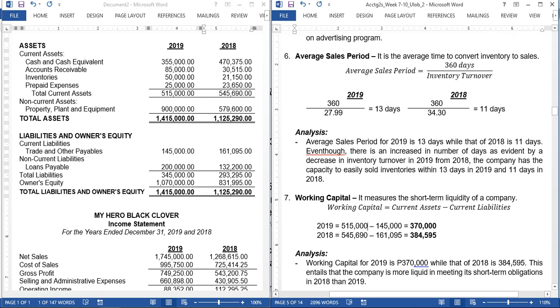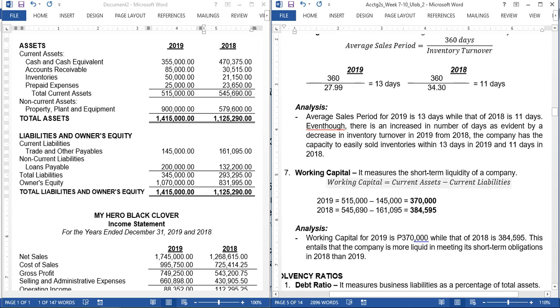Okay. Working capital. It measures the short-term liquidity of the company. So, working capital is equal to current asset minus current liability. So, 2019, current asset 515, which is this one, 515, minus current liability na 145. So, total working capital is 770 for 2019, then 384,595 for 2018.